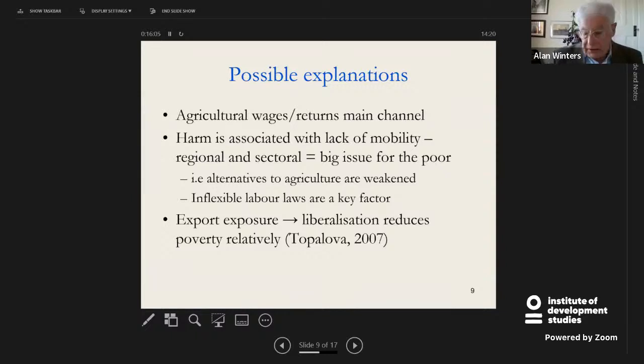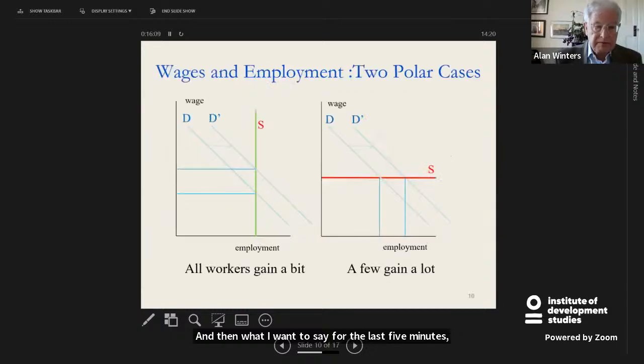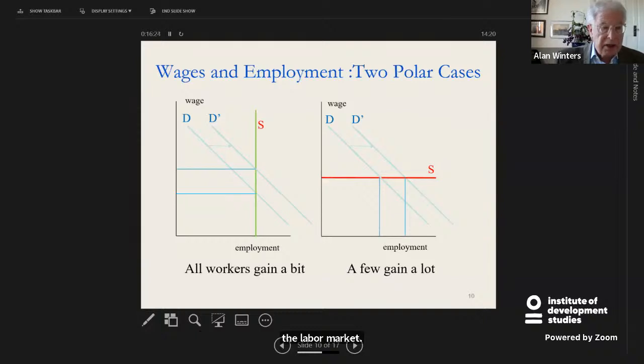And then what I want to say for the last 5 minutes is, in a sense, an elaboration of that. I want to go back first, for those of you who aren't economists, to how economists like to think about the world. I want to talk about the labor market. I will very briefly explain this. I'm looking at wages against employment.